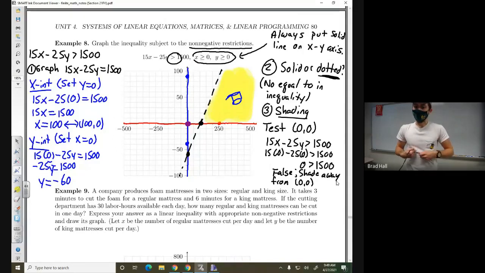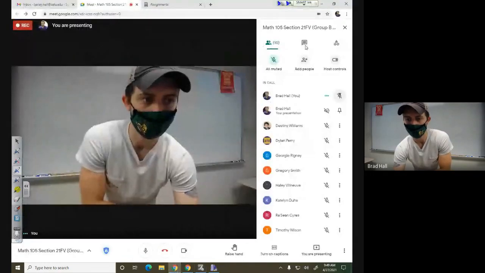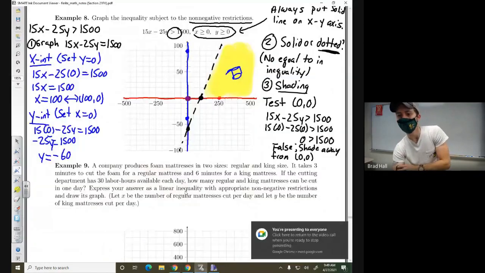Does anyone have any questions before we look at a fairly similar problem? If not, let's move on to example 9.